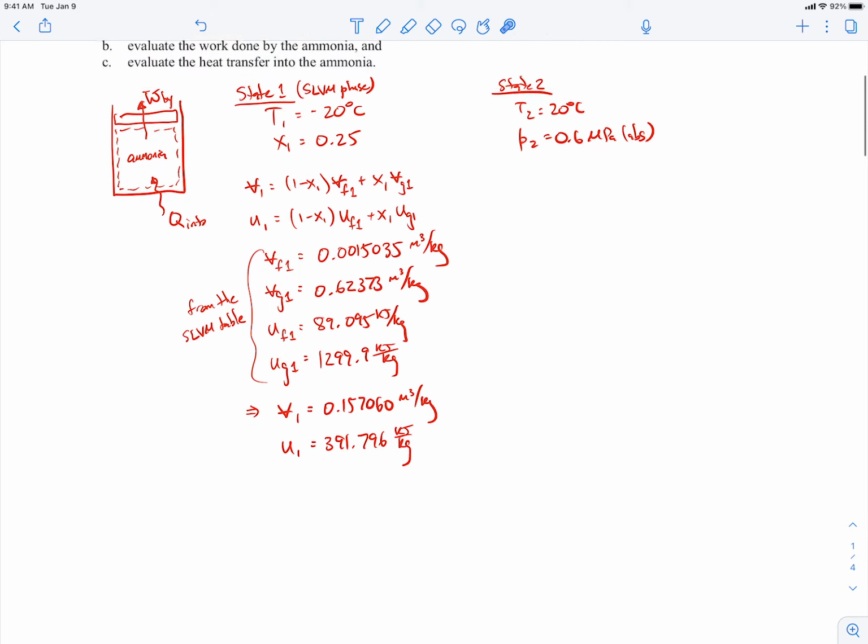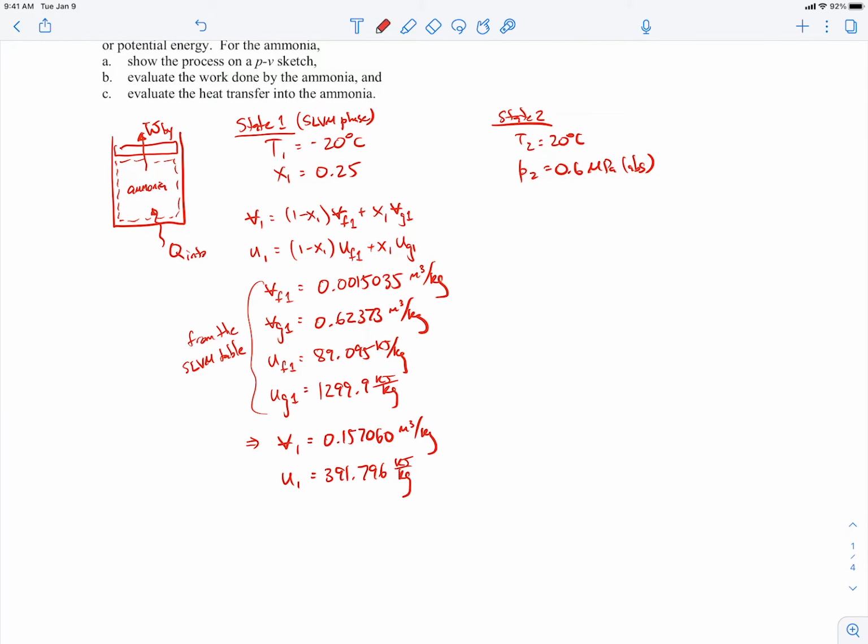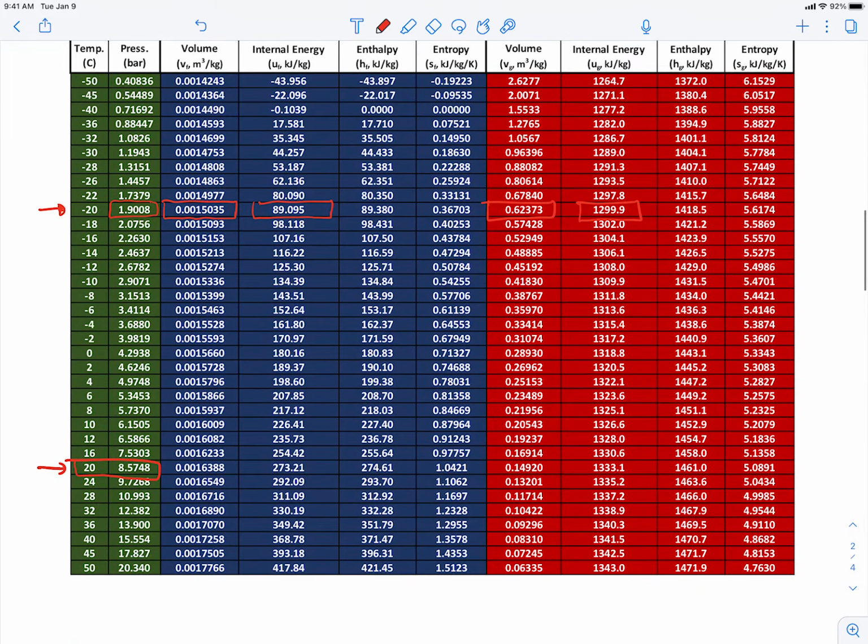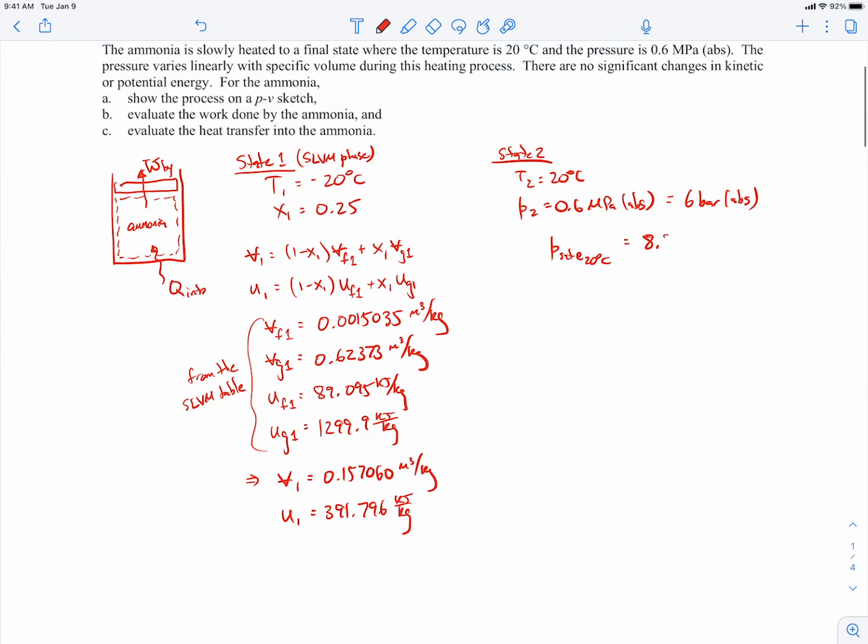If you look at that for a second, that's actually bigger than the pressure here. If you put it in terms of bar, this will be 6 bar. So the P saturation at 20 degrees C is, let's go back down here, 8.5748 bar. So we see that that pressure is larger than our P2 value. So what that means is, to keep it in a saturated liquid vapor mixture state, you have to have a larger pressure than what we currently have.